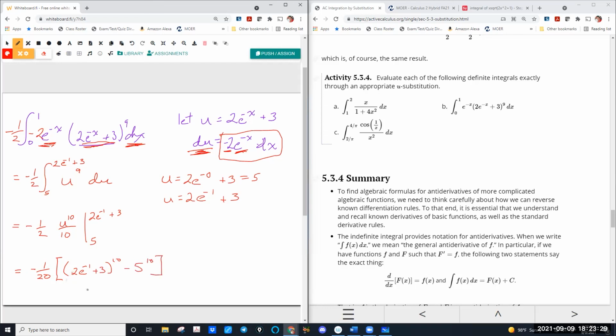And because this is going to be a mess no matter what we do, I'm just going to leave it like this. This is a nice exact answer. It's not pretty, but it's exact. If we wanted to get the decimal approximation, we could put that into a calculator or Wolfram, but this is perfectly fine for a final answer.